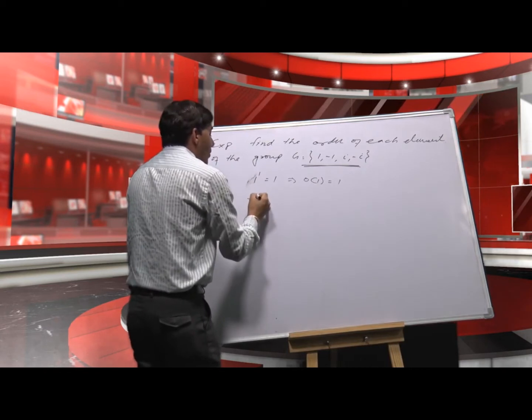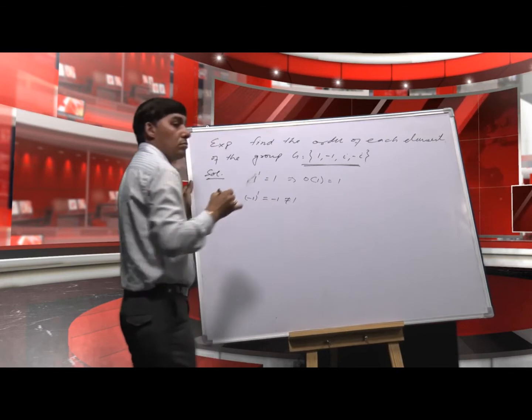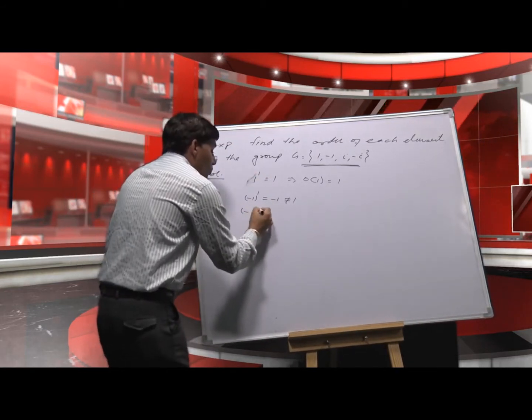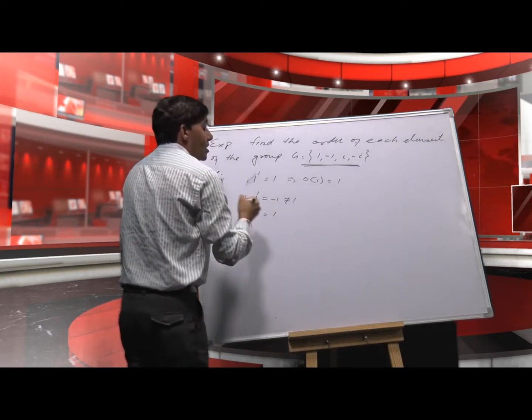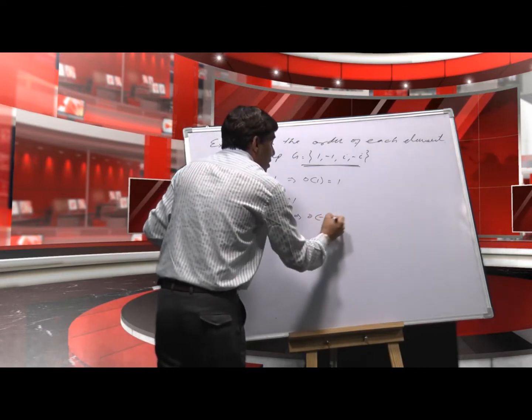Minus 1 raised to power 1 is equal to minus 1, does not equal to 1, does not equal to identity. Minus 1 raised to power 2 is equal to 1, which is equal to identity. This implies order of minus 1 is equal to 2.